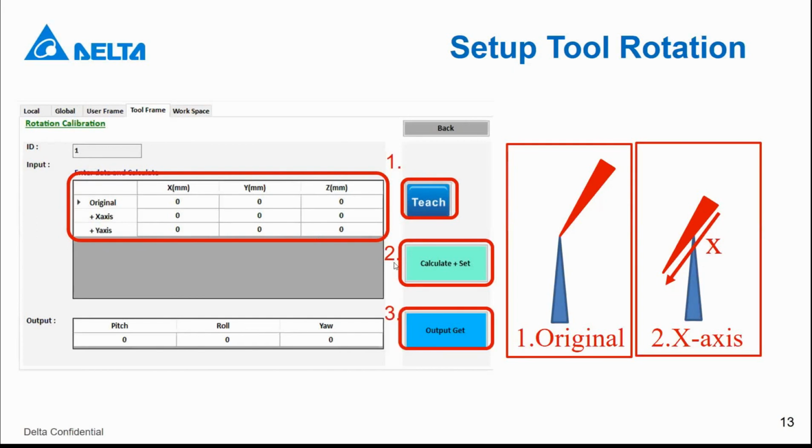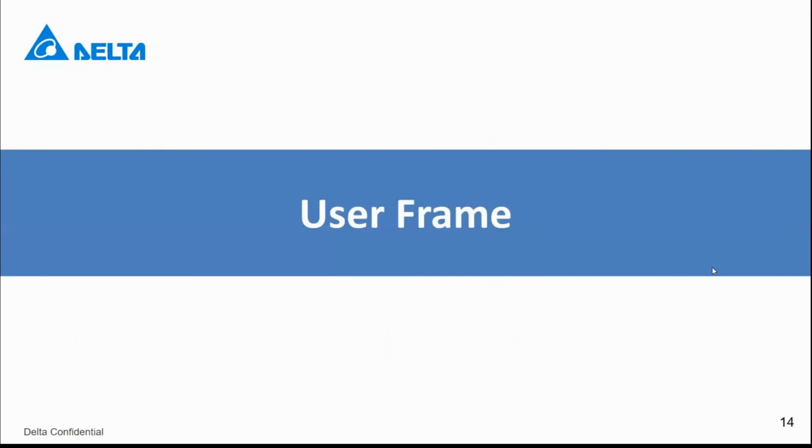So for the tool rotation, we suggest using a 3D drawing to calculate the pitch, roll, and yaw directly and input them into the system. So here's the tool frame. And next is the user frame.